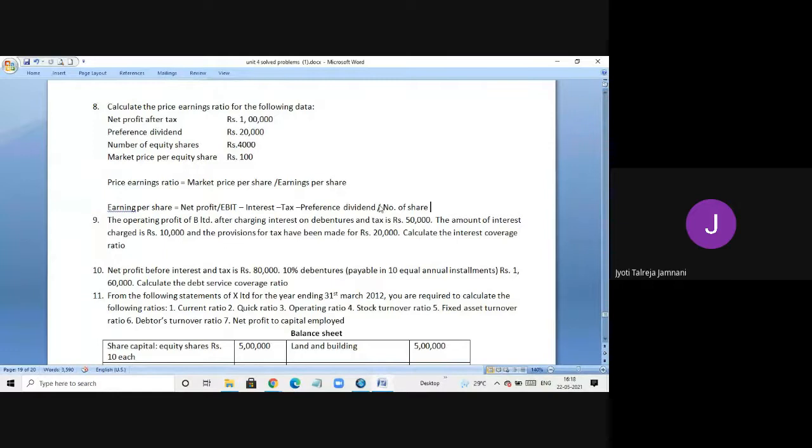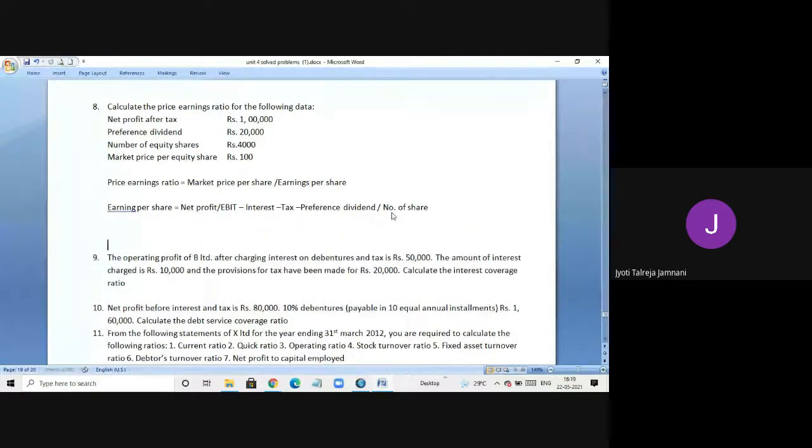We'll get earning per share. If I do only this, I'll get the total earnings, but we want earning per share, so the total earnings divided by number of shares will give you the EPS. Okay, so we'll find EPS equals, they've given you net profit after tax, that means interest and tax is already paid. So net profit after tax is 1 lakh.